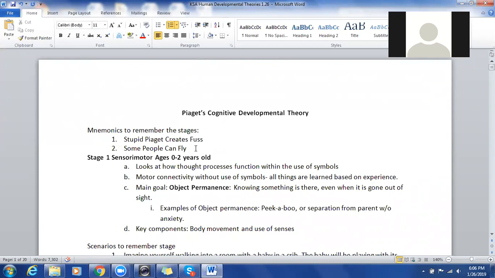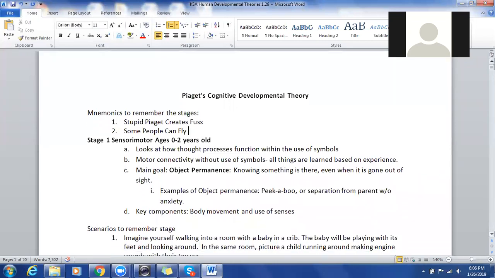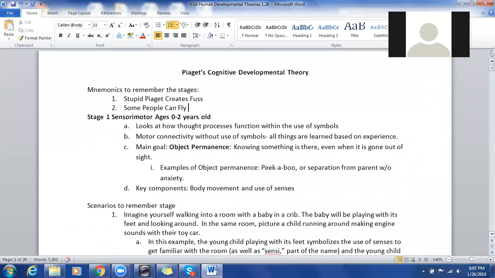and some people can fly. Sensorimotor, preoperational, concrete operational, formal operational. So stage 1 is the sensorimotor, and that's ages 0 to 2. And this looks at how thought processes function within the use of symbols, meaning the way that they understand their environment is based on objects and what they're actually sensing. So motor connectivity without the use of symbols, basically it's all learned through experience.